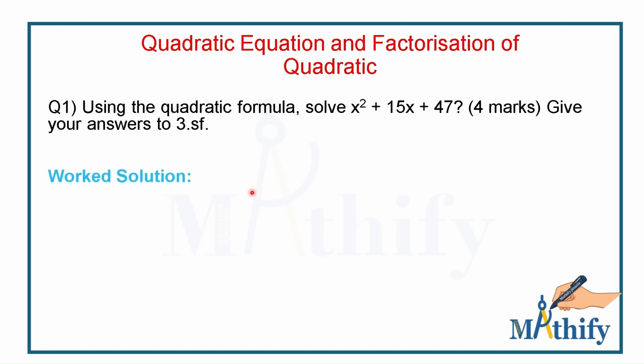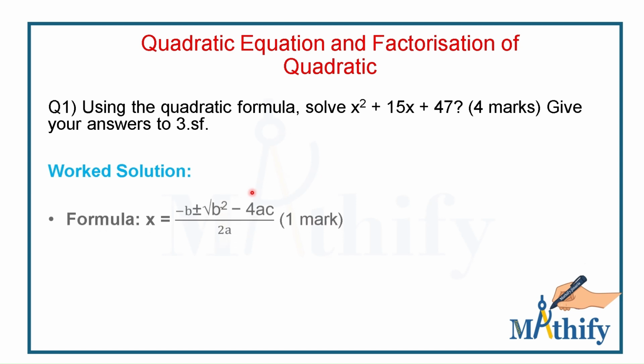The first important step when solving this question is to be able to know your quadratic formula off by heart. And remember that the quadratic formula is as follows. x is equal to minus b plus or minus square root of b squared take away 4ac divided by 2a. That will be your first mark.